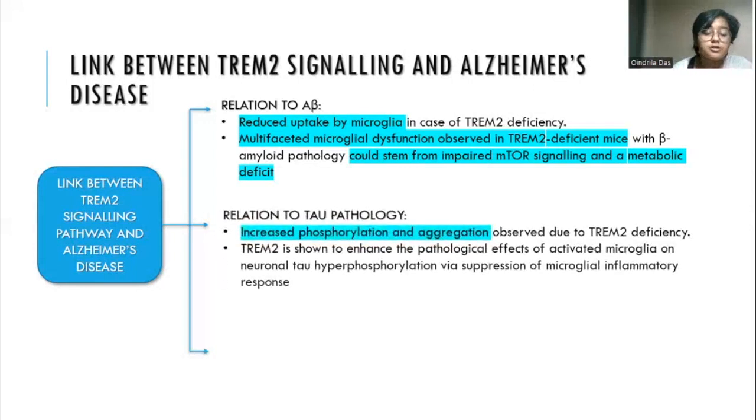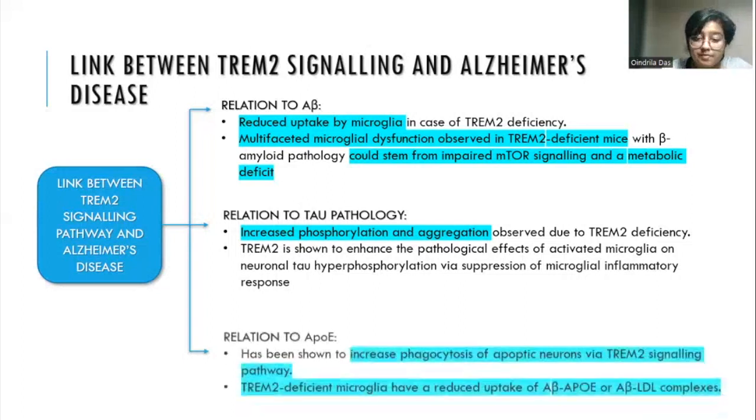In case of tau pathology, there is increased phosphorylation and aggregation of tau proteins. In case of TREM2 deficiency, TREM2 is shown to enhance the pathological effects of activated microglia on tau, accumulated tau in Alzheimer's, by suppressing the inflammatory response produced.